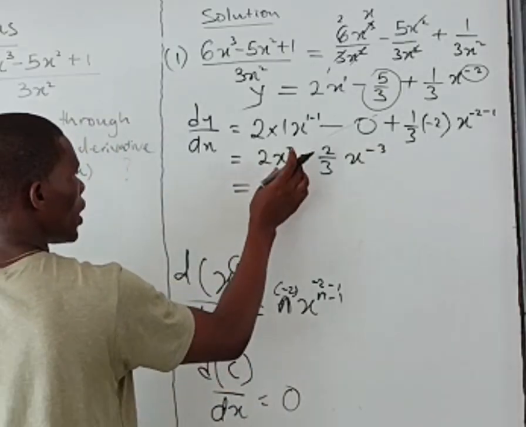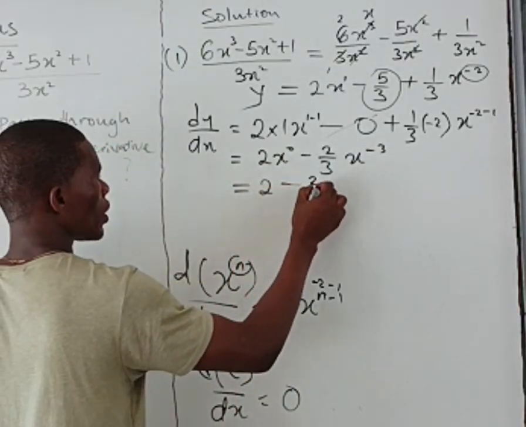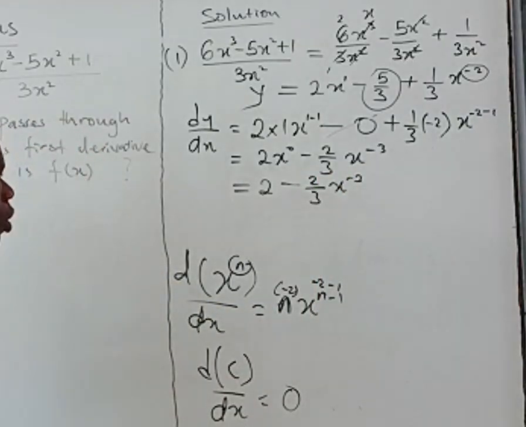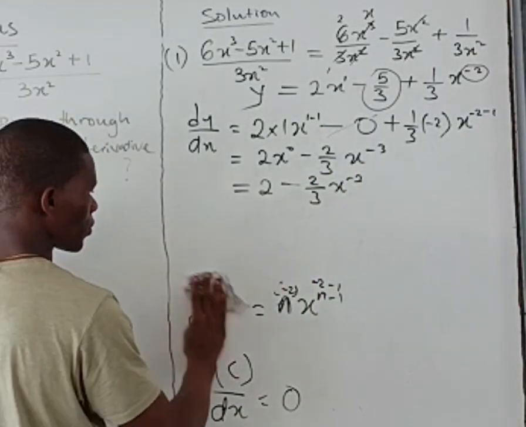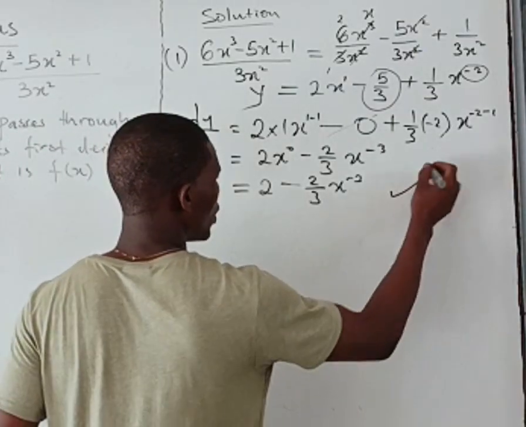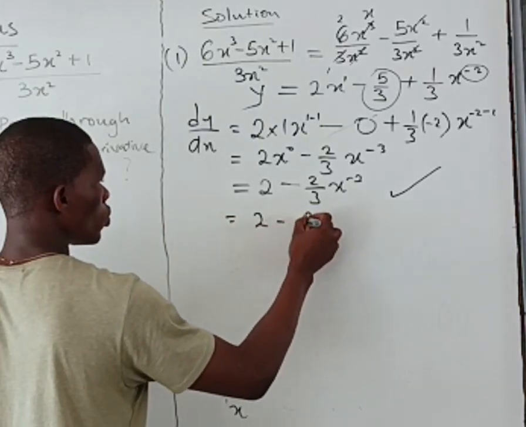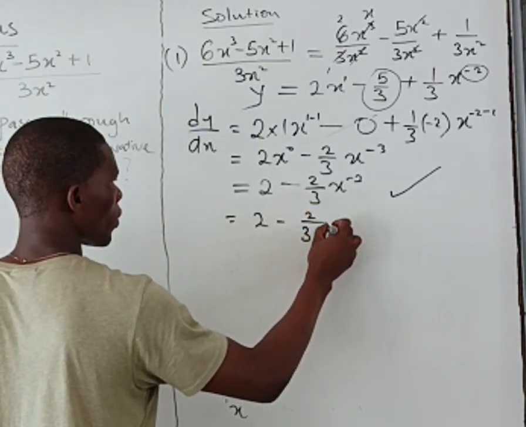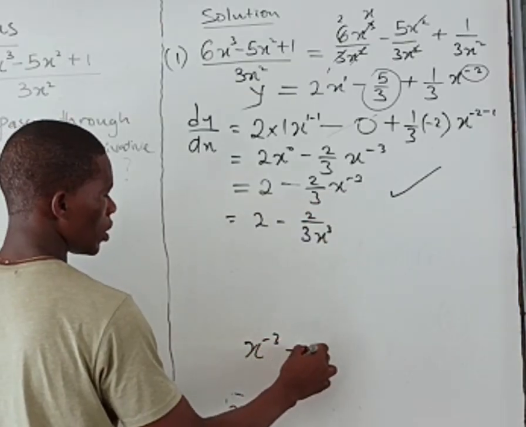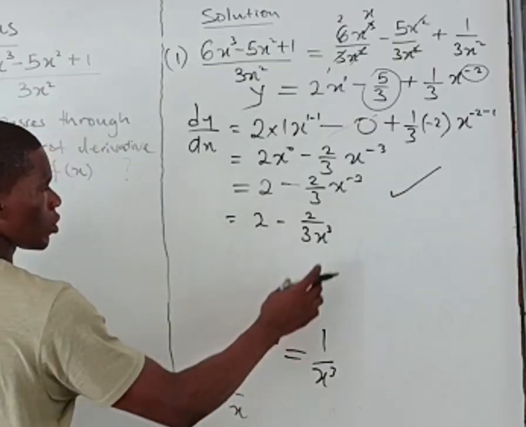This equals, x raised to power 0 is 1, so we have 2 here. We have minus 2 over 3 x raised to power minus 3. We can leave it like this, or we simplify further. So this can be our answer. Then we can simplify further and write 2 minus 2 over 3x^3. This x raised to power minus 3, according to the law of indices, is the same thing as 1 over x raised to power 3, right? So that's what happens there.